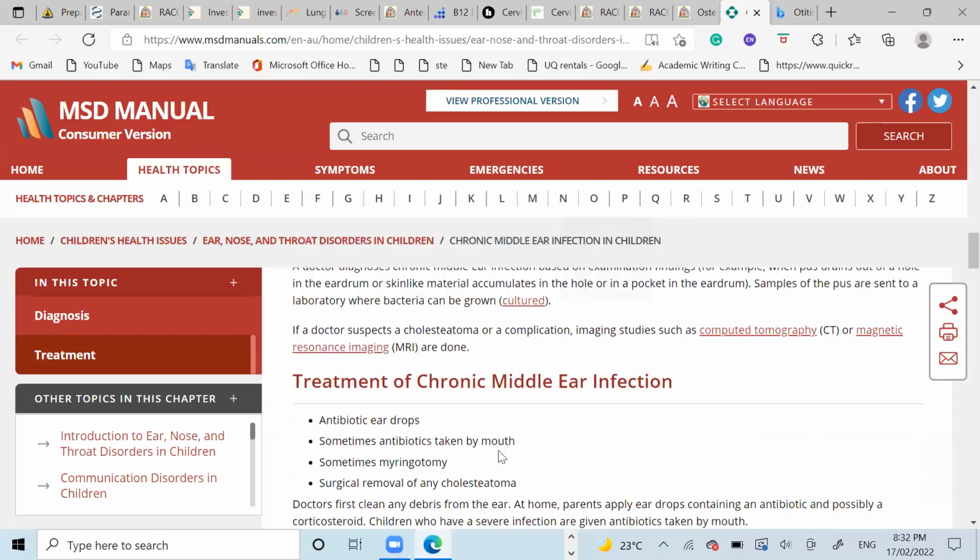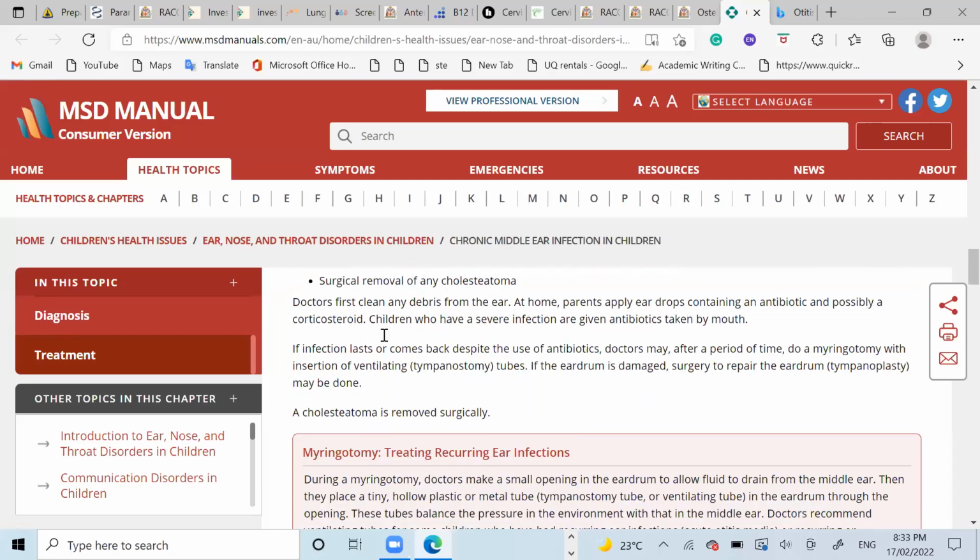All right. And treatment: always do the toileting of the ear. And we can also give a wick inside the ear. And if it is a cholesteatoma, we remove it surgically. Doctors clean the debris from the ear first. The wick we use is dipped in antibiotic.